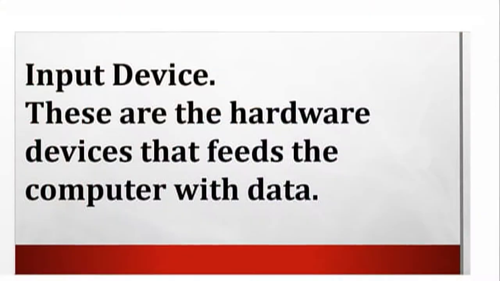When we say input, input is data entry into the computer. So when we say input device, we are talking about the devices that help to feed the computer with data. When we say data, data is raw facts. Then we have groups of data, or the source of data. We have the primary source and the secondary source.